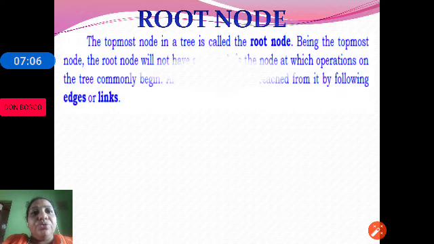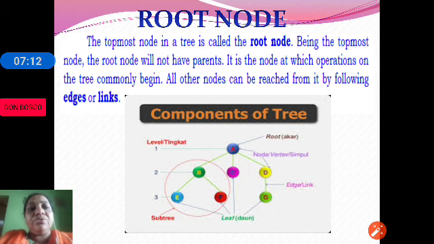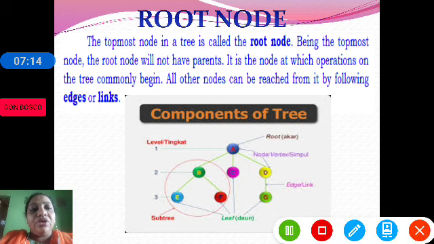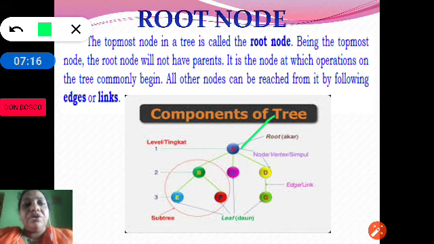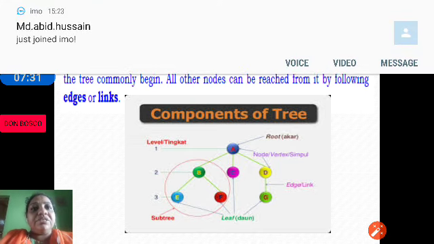Next is the root node. The root node is the topmost node in the tree. As you can see in the example, this is the root node. If the root node is null, then there will be no tree. Being the topmost node, the root node will not have any parent node, rather it will have child nodes.